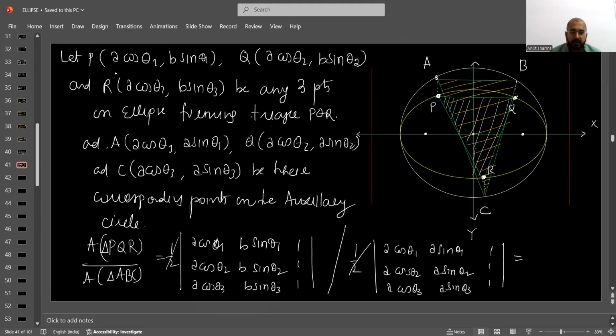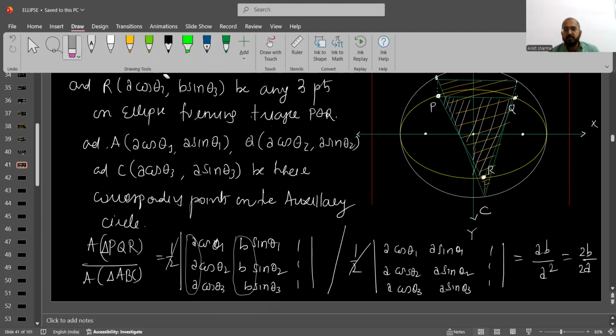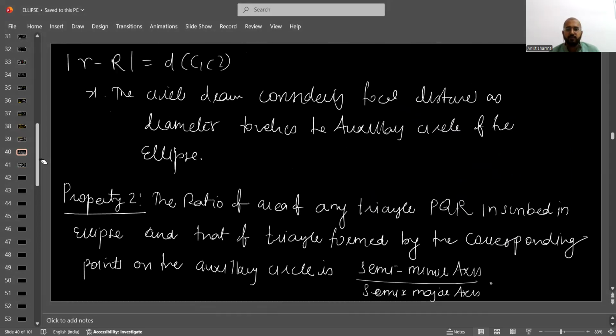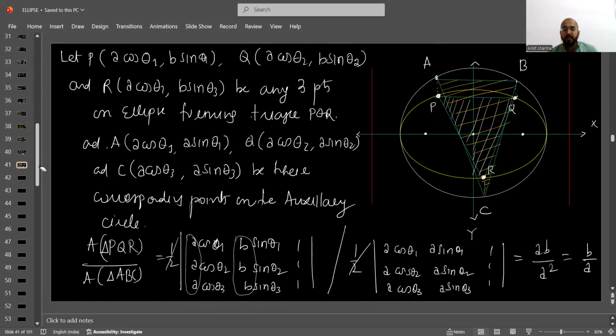And now if you see carefully, from the first column, I can take A common here, and I can take B common here. So I get here AB, and this gives the same determinant after I take A common from this and A common from this. So basically the two determinants also get cancelled. So I get AB over A square, which is B over A. There's no point of writing 2B actually. Simply semi-minor over semi-major, or even if you write major over minor, then still it's 2B over 2A, so 2 gets cancelled. So this is what we have to prove. Semi-minor axis over semi-major axis. Even if we write their minor axis over major axis ratio, it would be still correct.